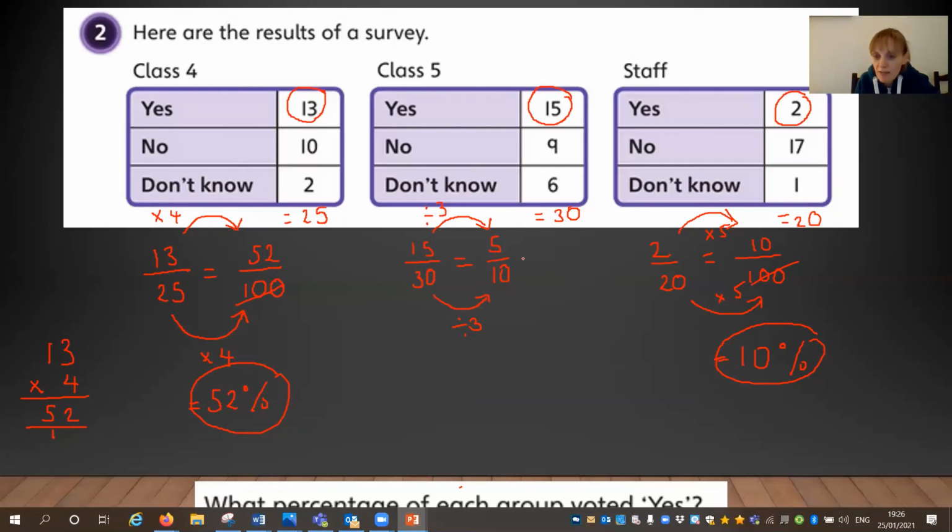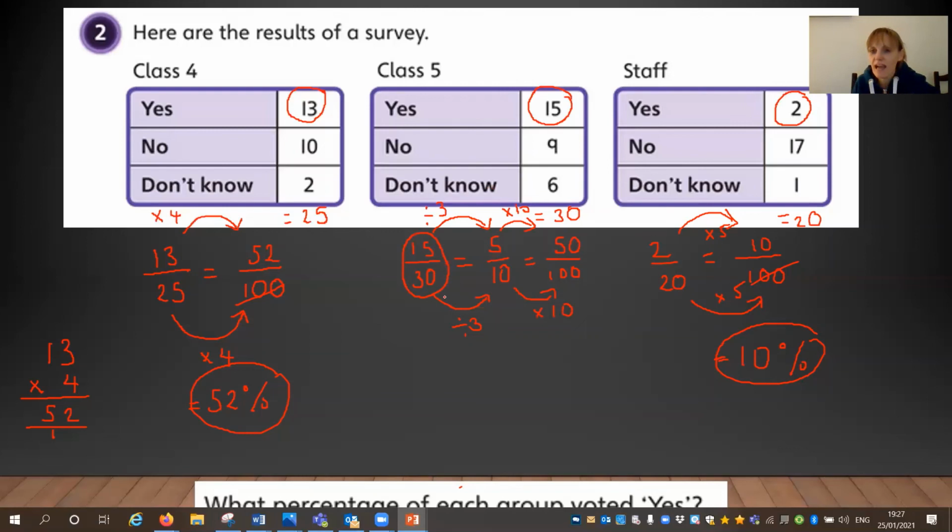We've made it 5/10. Now, that way, because we're now into tenths, we can now convert that into hundredths, because we can times by 10, and we can times this by 10, and we get 50. So we've got 50 out of 100. Now, you may spot that actually, by looking at 15/30ths, you might have already said, well, I know that's the same as a half, which is 50%.